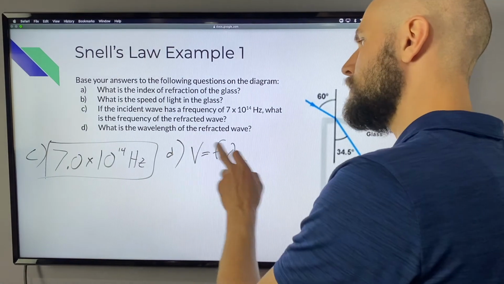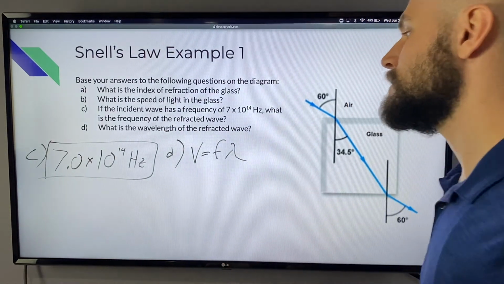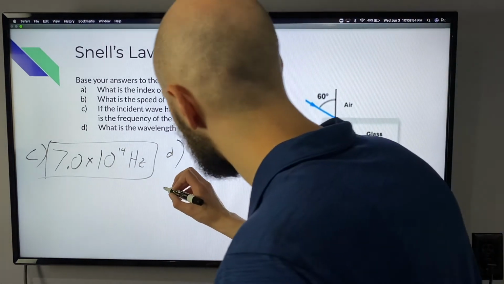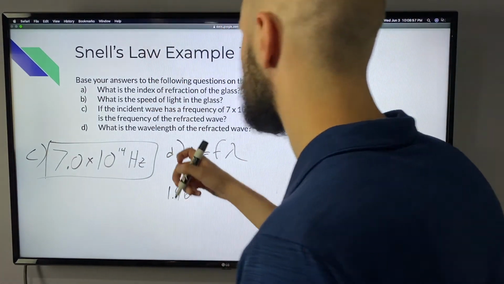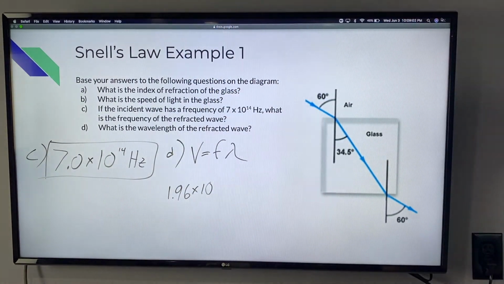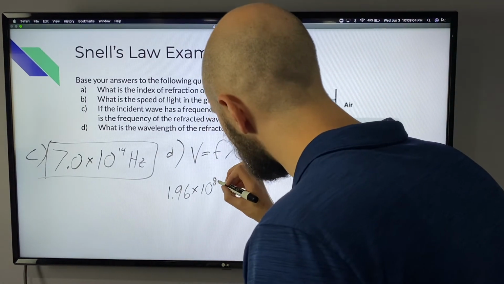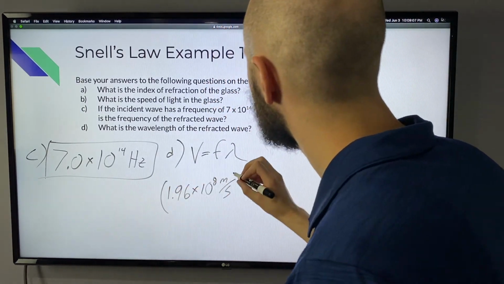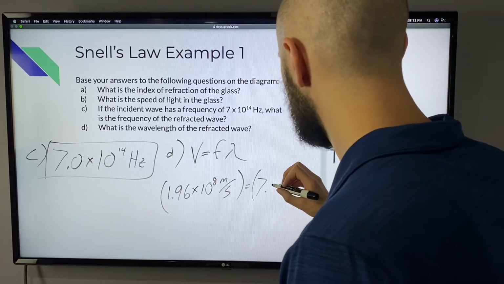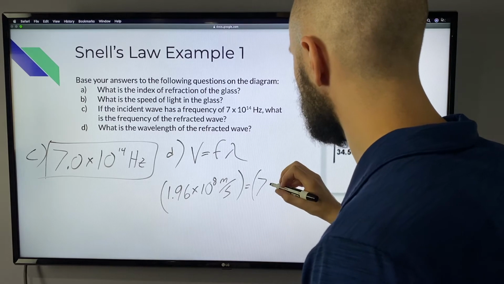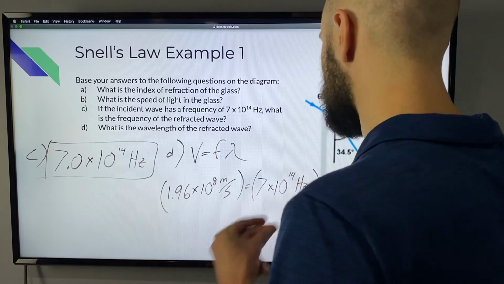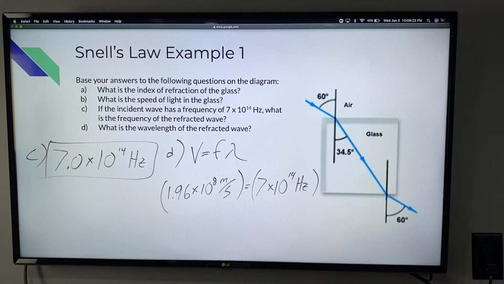So we know the speed, we know the frequency, and we want the wavelength. Let's calculate this out. So the speed from our previous part was 1.96, because we want the refracted wave, so we want to know how fast it's going in the material. 1.96 times 10 to the 8th meters per second is equal to the frequency, which we know is 7 times 10 to the 14th hertz. Remember, hertz is cycles per second, so it's 1 over seconds. And then we want lambda.